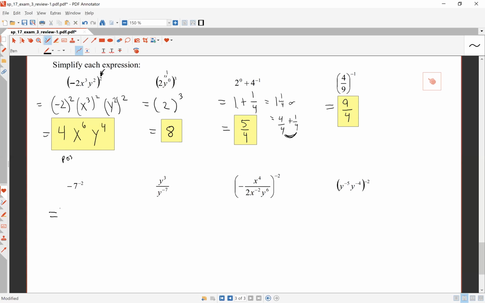Next problem, negative 7 to the negative 2, or the opposite of 7 to the negative 2. The opposite is outside of those parentheses. So we take the reciprocal of 7, which is 1/7, and change the sign on the exponent. The negative is not seen by this square this time, so it's negative 1/49.